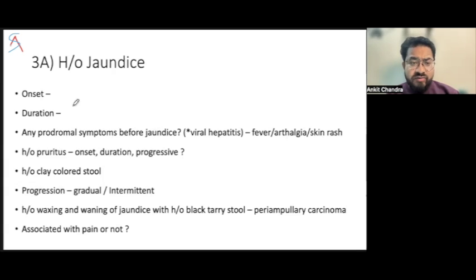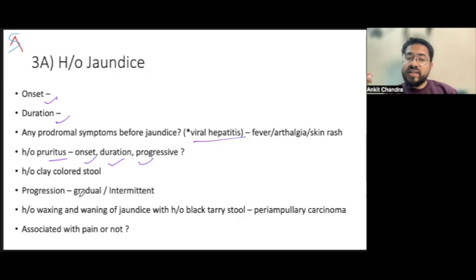You have to see when it started, what its duration is, and whether there were any prodromal symptoms, like what happens in the case of viral hepatitis. Fever could be before, and then jaundice may appear some days later. That will give an indication that this is a viral hepatitis case. If the patient has pruritus, meaning itching, then when did it start, what's the duration, is it progressive or not?